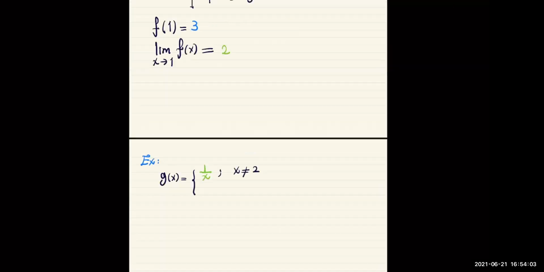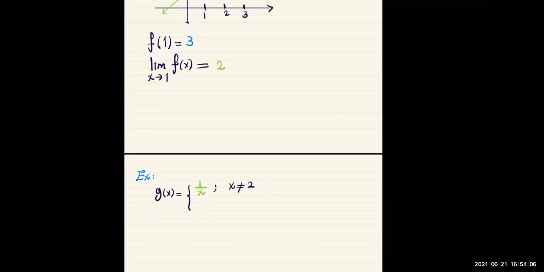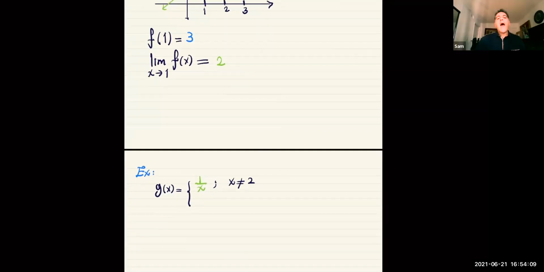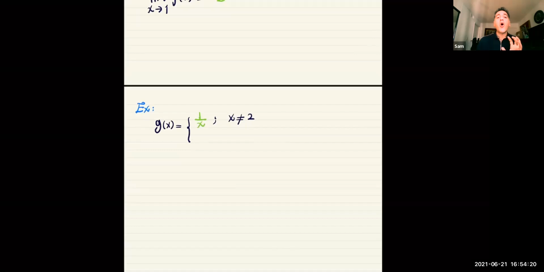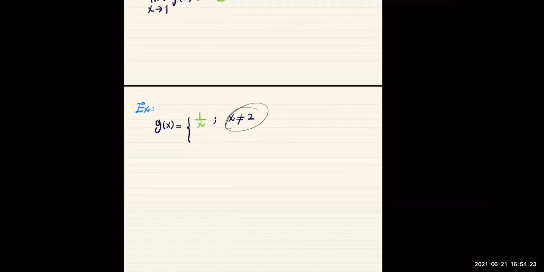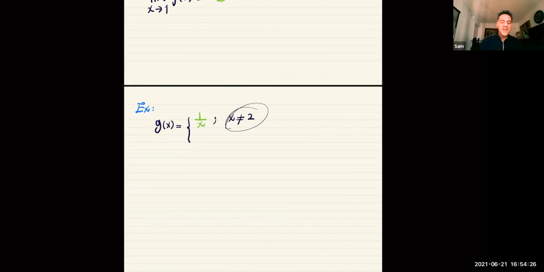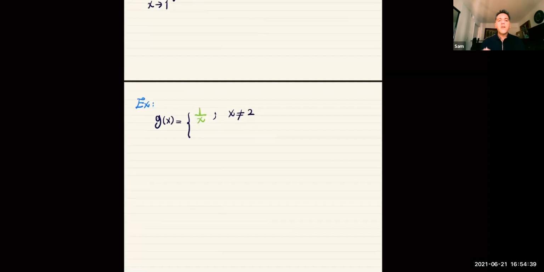Okay, and is 0 or is 2 excluded? Yeah, of course, the domain of this function excludes 0. You're absolutely right. But I want to also exclude 2 from this domain. I just purposely chose to exclude 2 from the domain. Just wait until I graph that and you'll see what's going on. Yeah, so the graph of 1 over x, hopefully you know how to graph that.